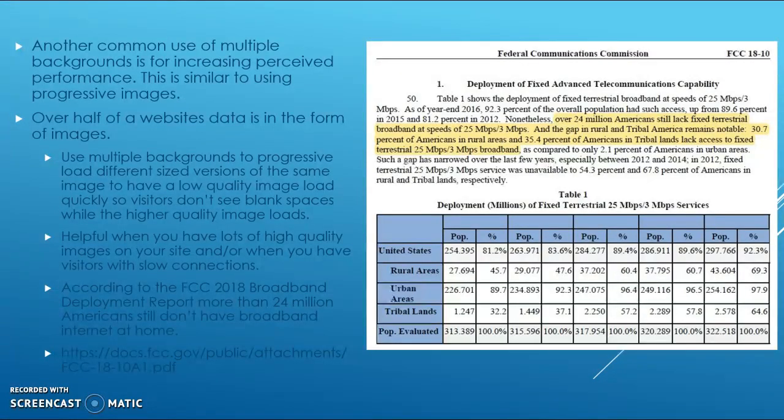It's helpful when you have lots of high quality images on your site, or when you have visitors with slow connections. And that's still a very real problem here in the United States. According to the FCC 2018 Broadband Deployment Report, which I have a little snippet of, there are still more than 24 million Americans that don't have broadband internet at their home.